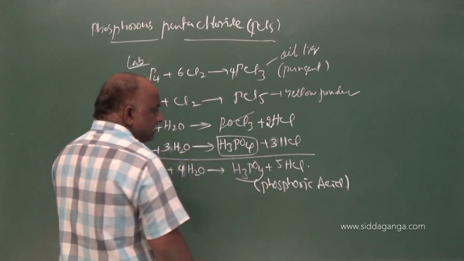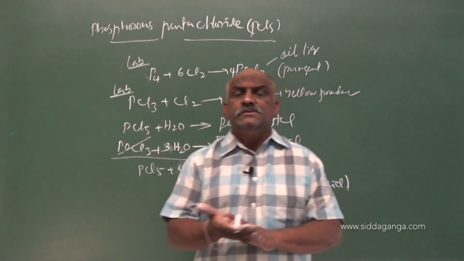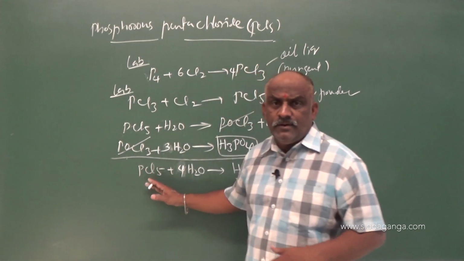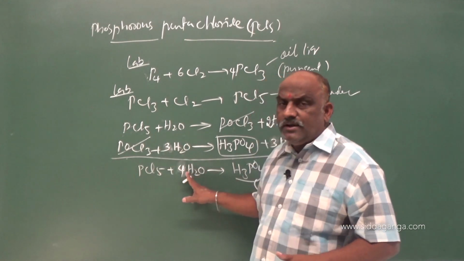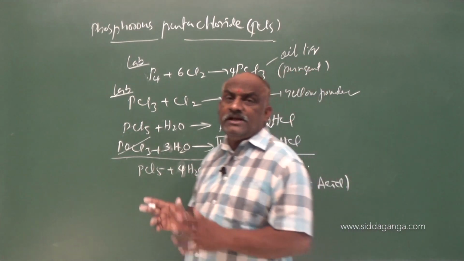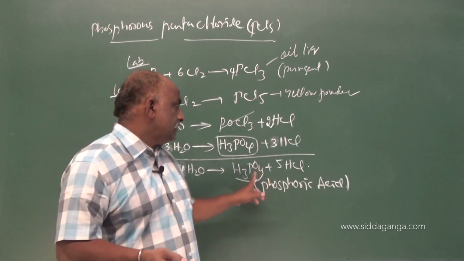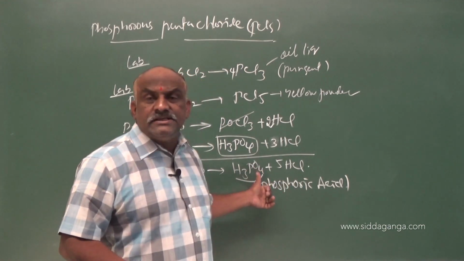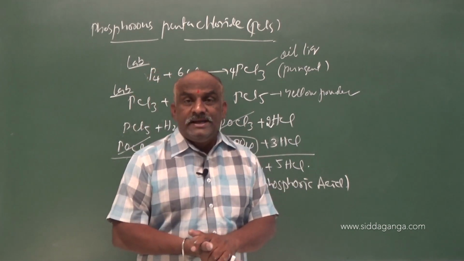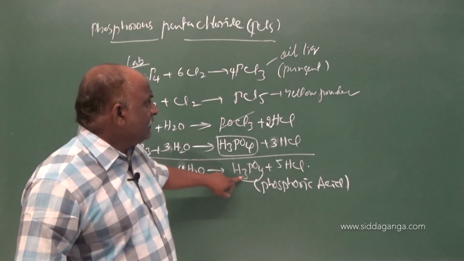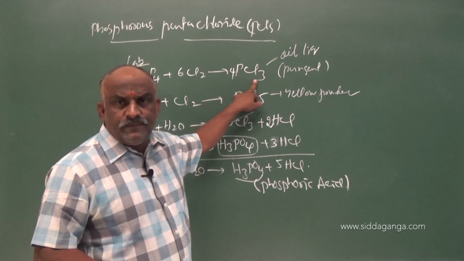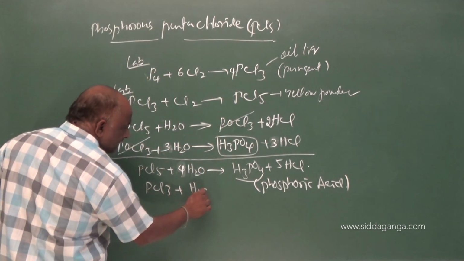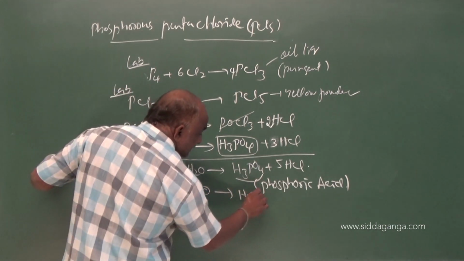So, my dear students, make a note, this reaction is very important: when phosphorus pentachloride is dissolved in water, it produces which type of acid? Phosphoric acid. The molecular formula of phosphoric acid is H3PO4. H3PO4 is phosphoric acid. So here, suppose the compound is PCl3, then you consider PCl3 plus 3H2O gives rise to H3PO3.